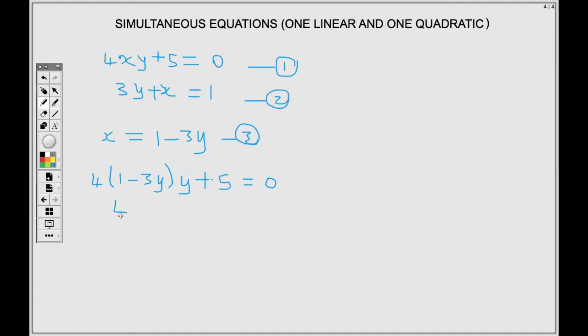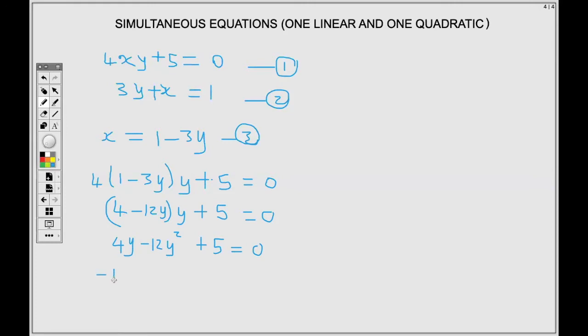So you say 4 times 1, that gives you 4. 4 times minus 3y, that gives us minus 12y. Now we still have the y outside the bracket that we need to multiply. So my next step is to now multiply the y. Remember, you could have just multiplied the 4 and the y together. Now 4 times y gives us 4y. 4 times minus 12y gives us minus 12y squared. Then we have plus 5 equals 0.